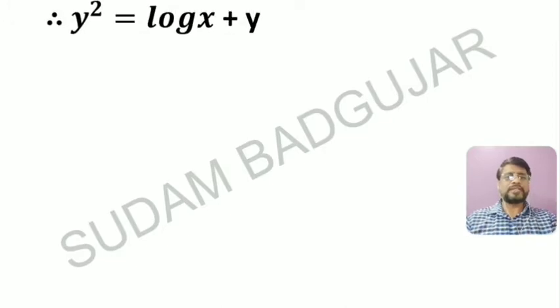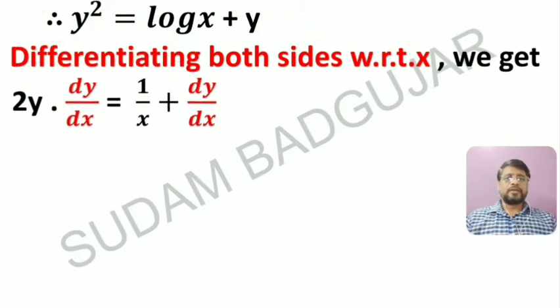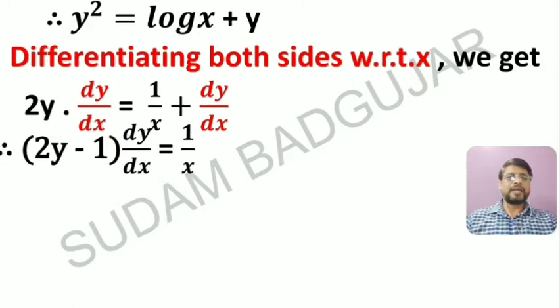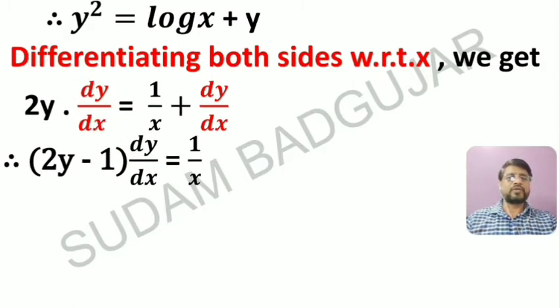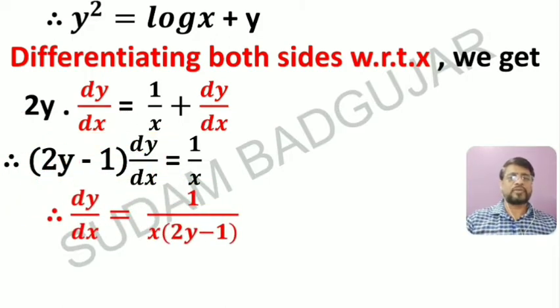Now differentiating this with respect to x, you will get 2y into dy by dx is equal to, what is the derivative of log x? 1 upon x plus dy by dx. Now transfer this dy by dx to the LHS side and take dy by dx common. You will get (2y minus 1) into dy by dx is equal to 1 upon x. So dy by dx is equal to 1 upon x into (2y minus 1). That's it. It's very simple.